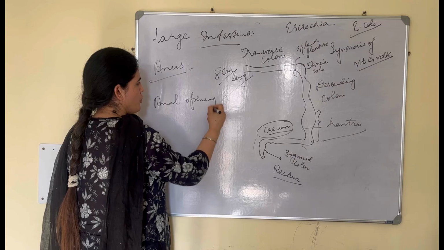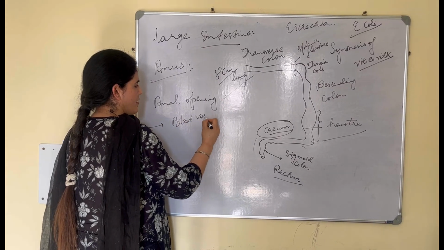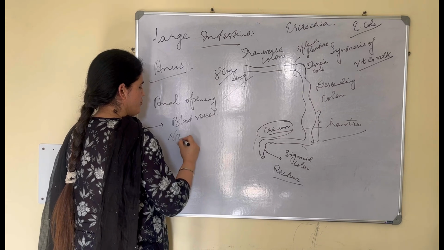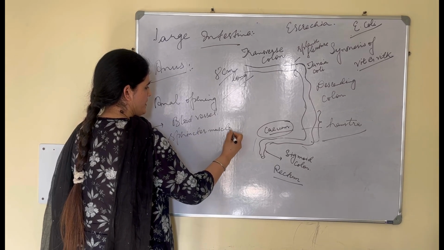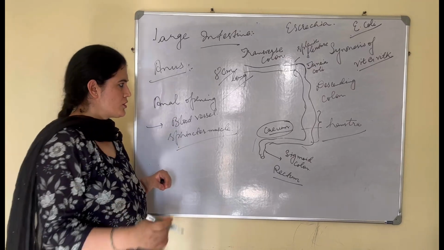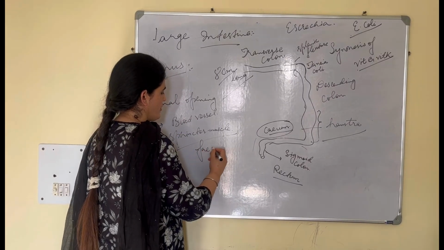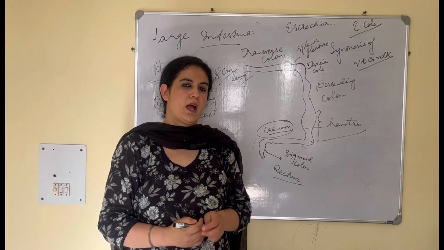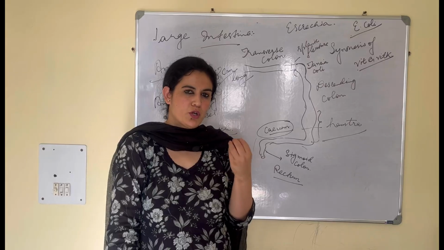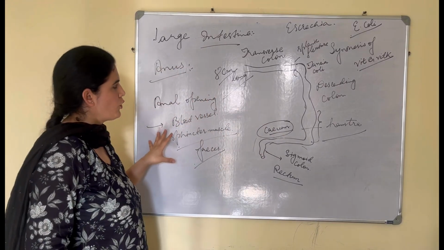Through this opening, blood vessels are present here, and some sphincter muscles are present, which help in the defecation process. That means removal of the fecal matter, which is feces. That is thrown out through the anal opening. Whatever is not required by the body is thrown out through this anal opening.